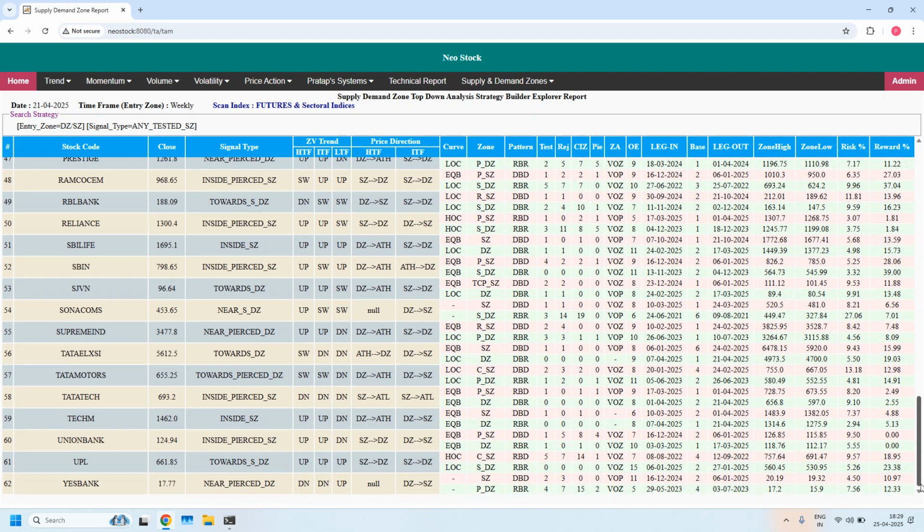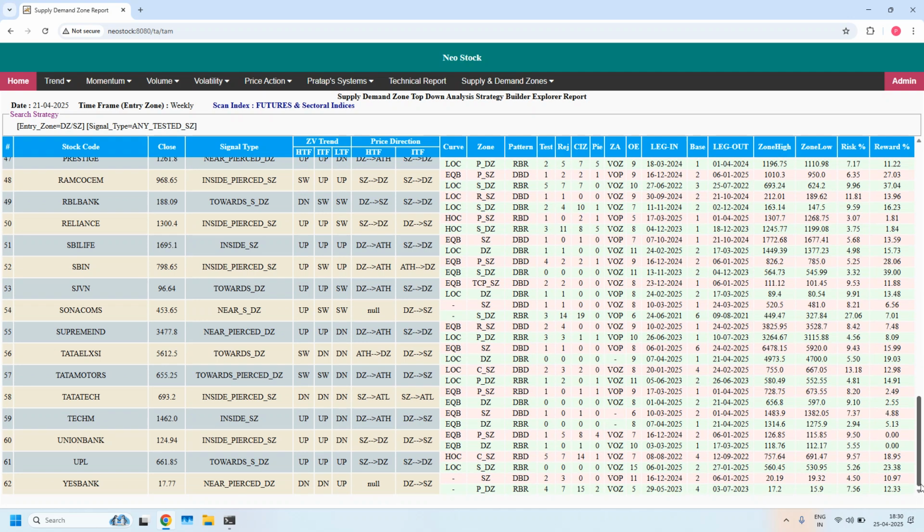So total 62 stocks having the supply zones are tested. While testing, maybe some of the supply zones might have been pierced. Some of the supply zones tested and price closed inside the zone. Some of the supply zones are tested and then after that they started moving towards the demand zone. So many things might have happened this week.